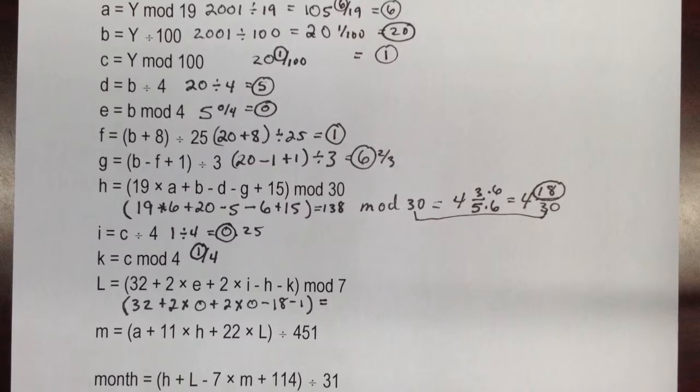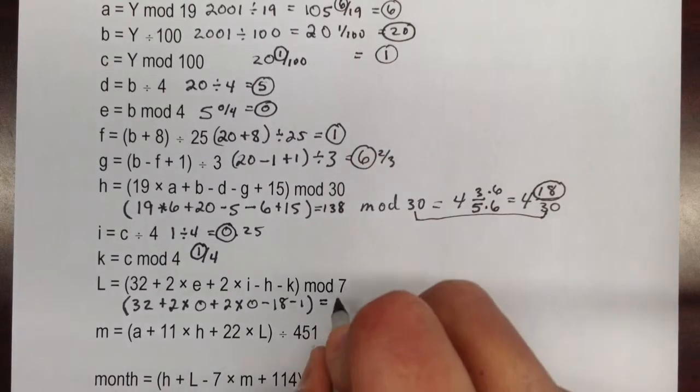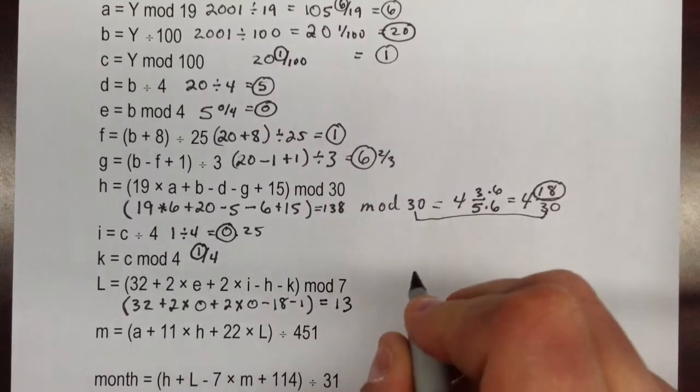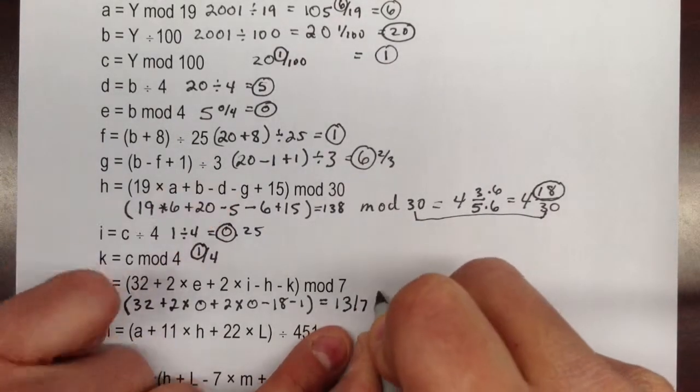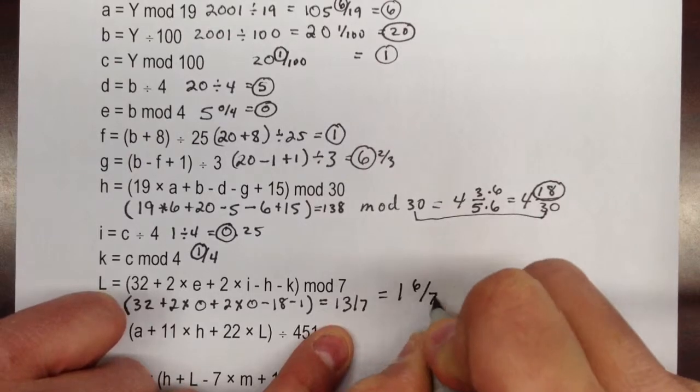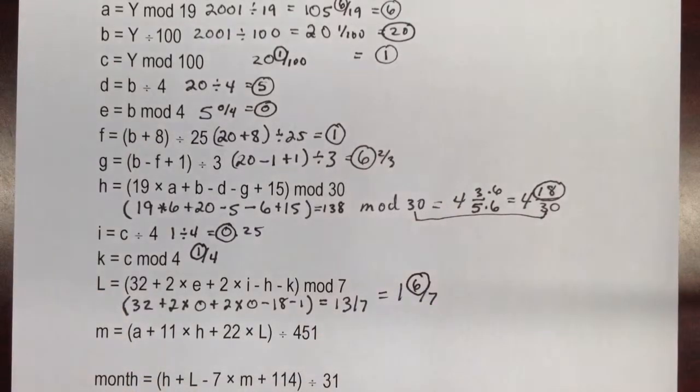And for that, I got 13. And 13 divided by 7 is 1 6/7. So 6 is L. We're almost done.